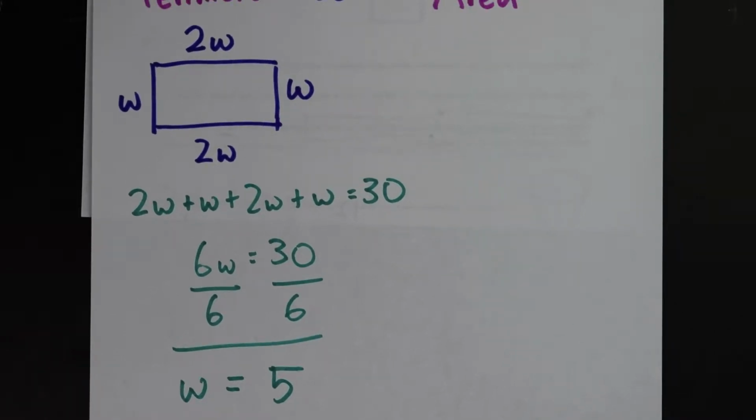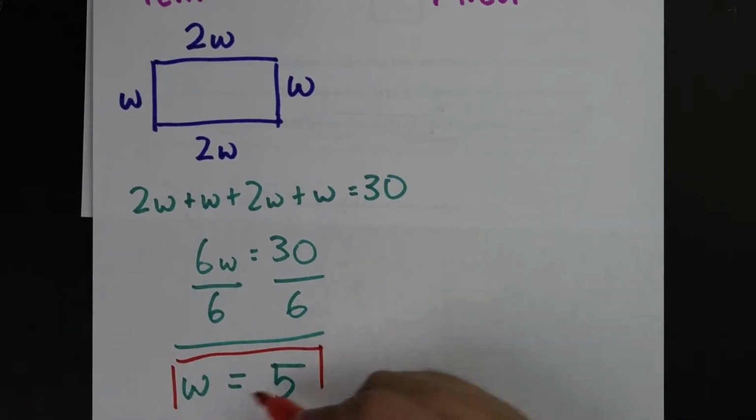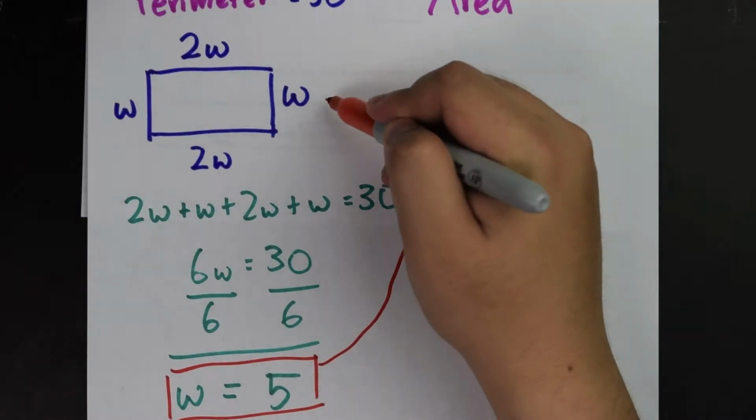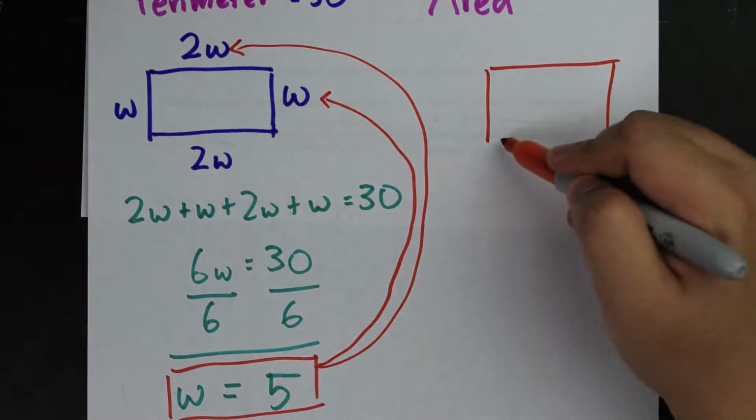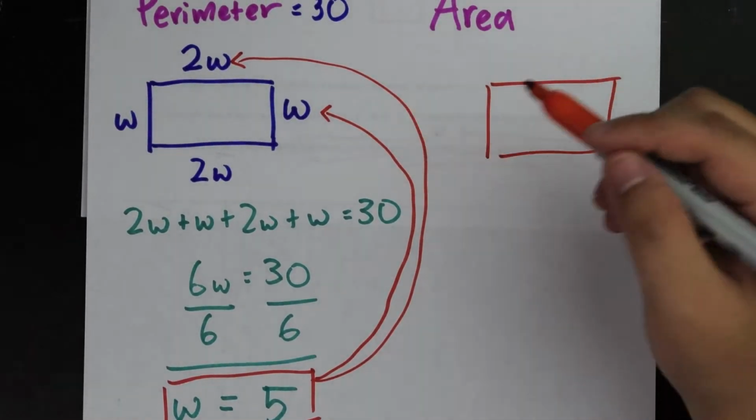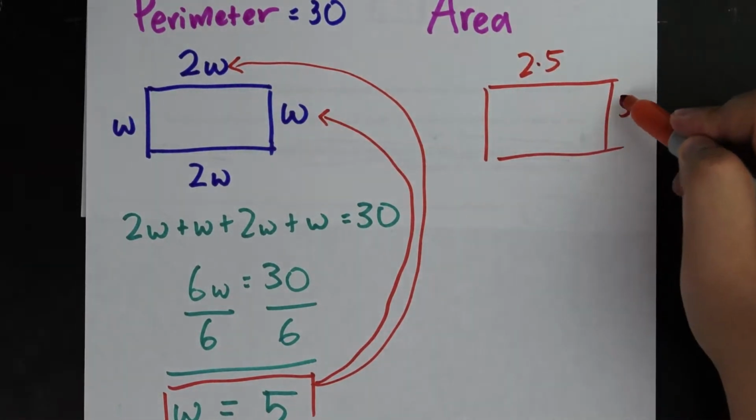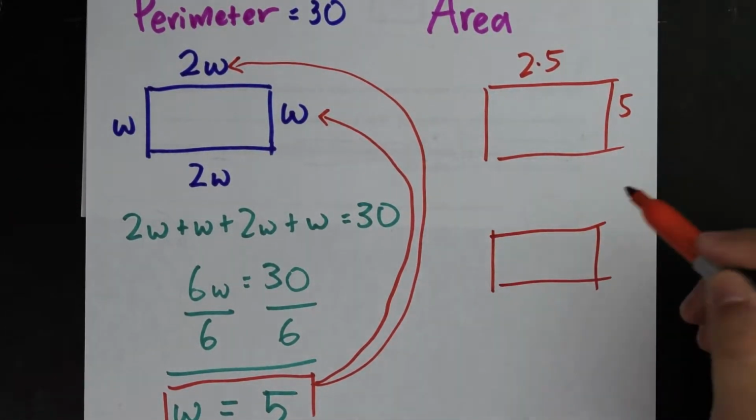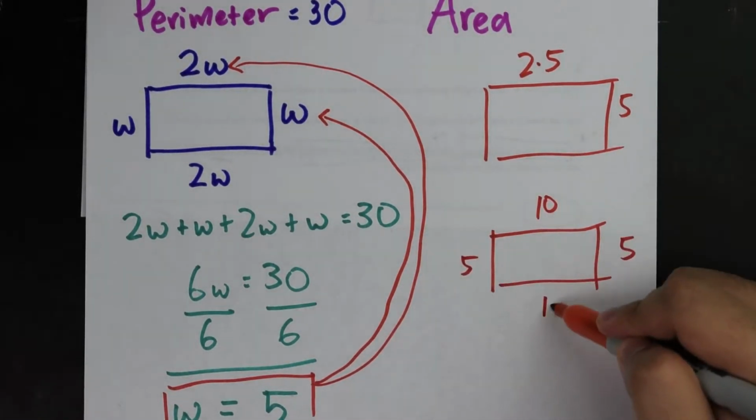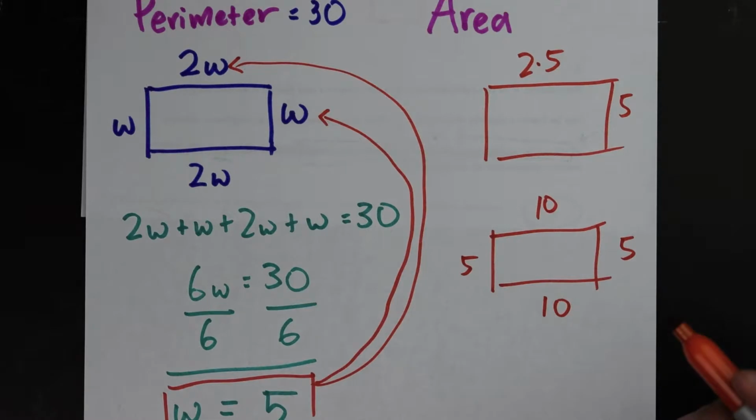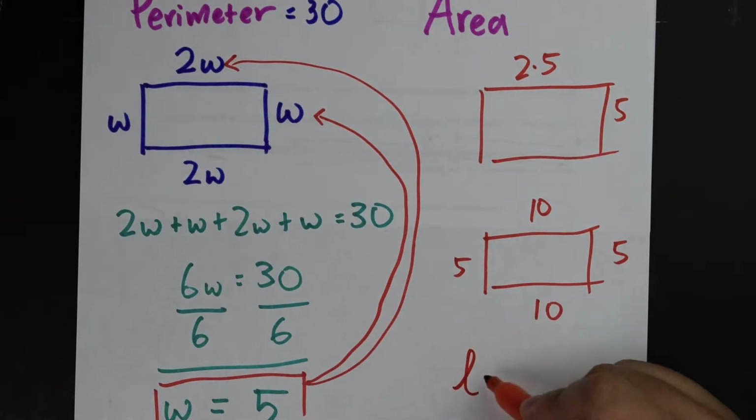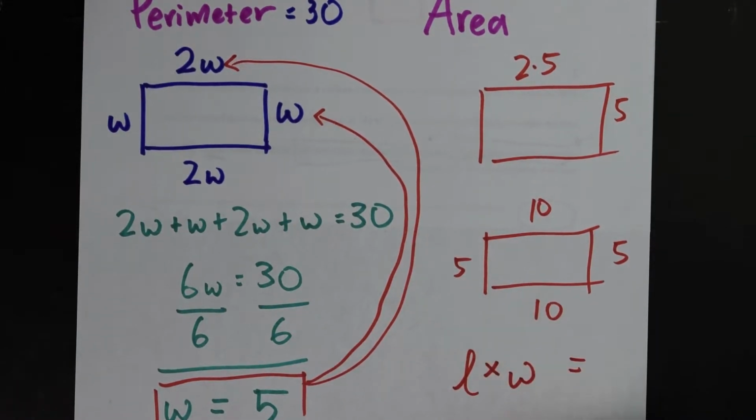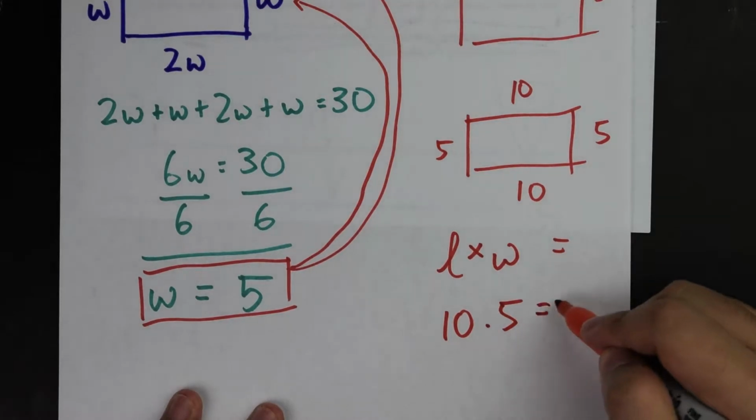So what I'm going to do is take this W equals 5 and plug it into all of these W's provided in the rectangle and recreate the rectangle. The rectangle is now going to be 2 times 5 by 5, so it will end up being 10 by 5. Of course the dimensionalities will still sustain. To find the area, it is the base times height, or length times width. So the length times width is going to be 10 times 5, which equals 50.